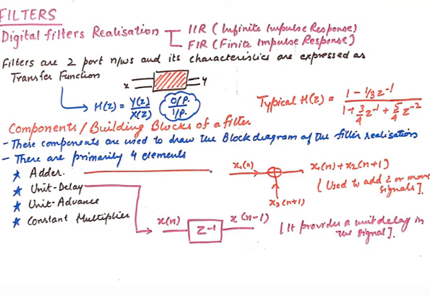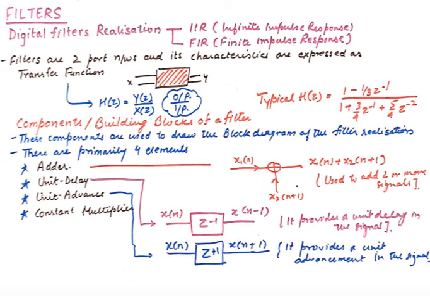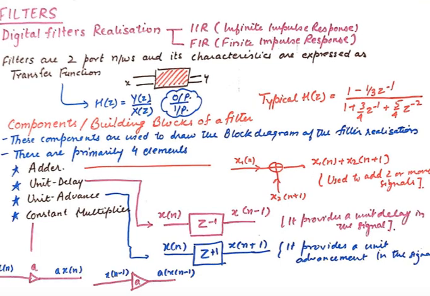Then we have another block which is known as a unit delay, which is represented using a rectangle with z inverse written in it. So if you give a signal x of n, it will be unit delayed, and what we get at the output is x of n minus 1. So it provides a unit delay in the signal. Next we have the unit advance, which is again represented using a square or a rectangle, but with z raised to the power 1, which will give me x of n plus 1 if we give x of n as input.